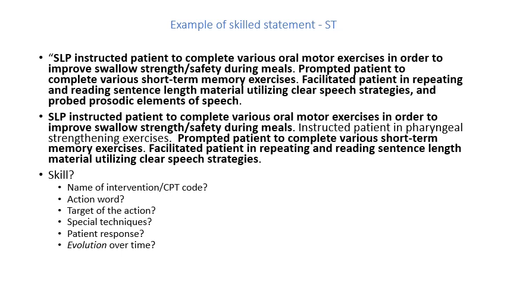Now I'm going to stop there, and I'm going to go down to the 3rd bullet where it talks about skill. And this is the formula that I teach in my course on how to document skilled statements. First of all, we look for whether the intervention or CPT code was mentioned, and it was not.